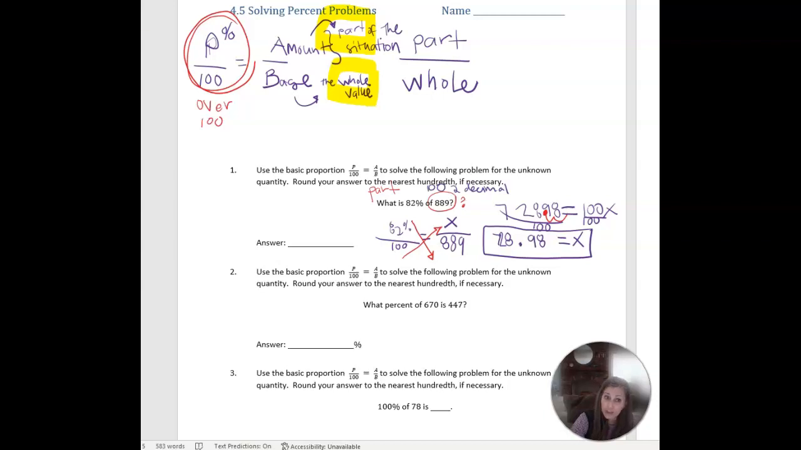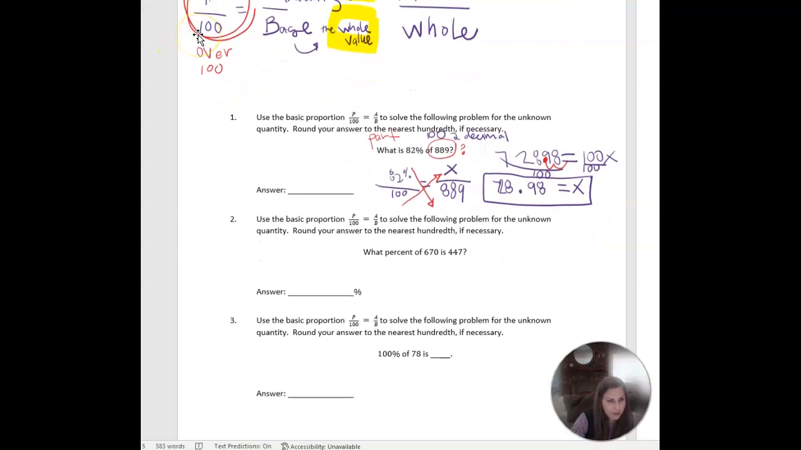Now let's look at number 2. It's different. We're given the formula again. Use the basic proportion P over 100 equals A over B. What percent of 670 is 447? Now, let me just refresh your memory. Here's our formula right here.